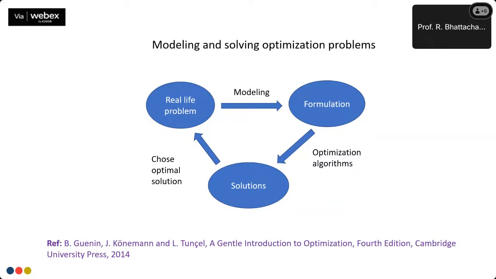So modeling and solving optimization problems: we start from a real life problem we pick up. Then we do a modeling to have a mathematical formulation of the problem. Then we usually apply an optimization algorithm, we get a set of solutions, and from this set of solutions, we choose the optimal one. And this goes on. So this is modeling and solving optimization problems, and the reference I have mentioned below.